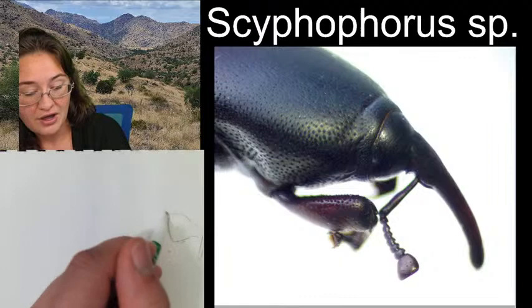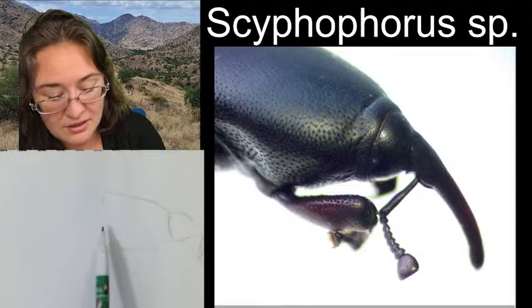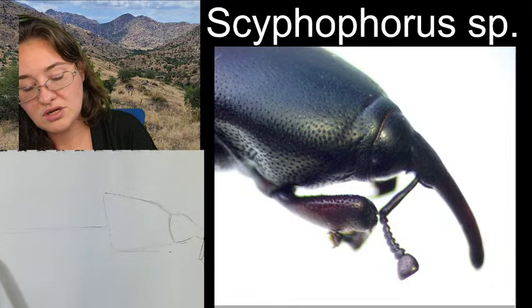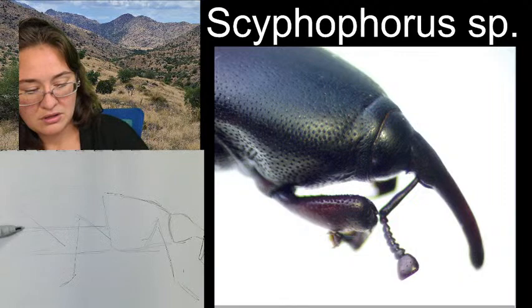All right, I've got a pronotum that comes back from the head. And then, let's see. Elytra. Abdomen. And a leg. Another leg. And a third leg.